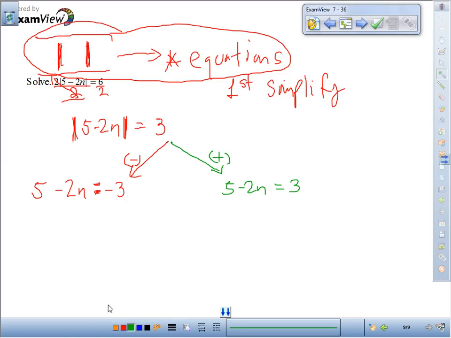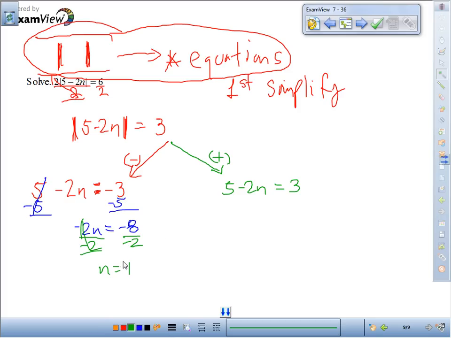Okay? And let's solve. Let's start with the 5. What is the sign of this 5? So what is the inverse? Minus 5. We're left with negative 2n equals negative 8. The negative 2 is multiplying, so we need to do division. Divide by negative 2, divided by negative 2, n equals 1.